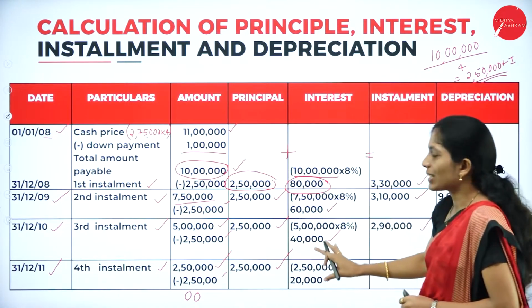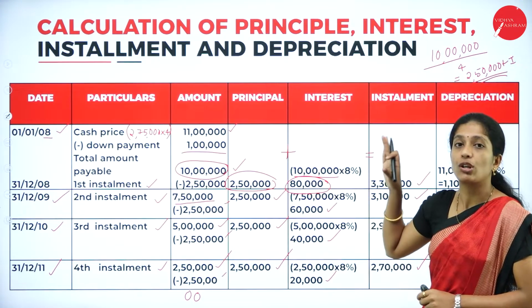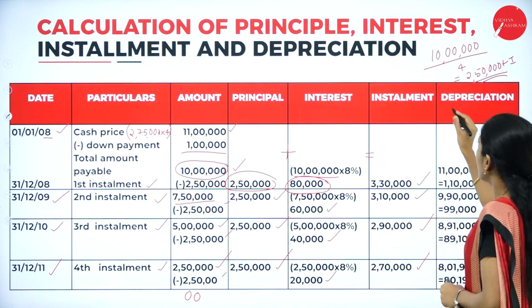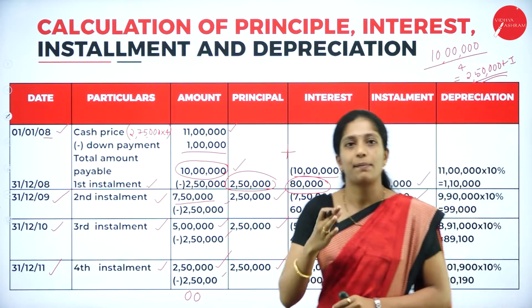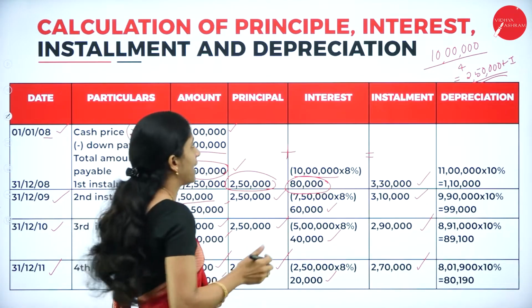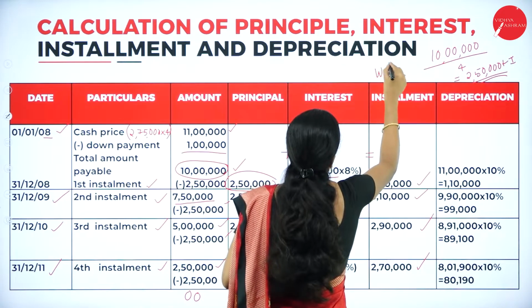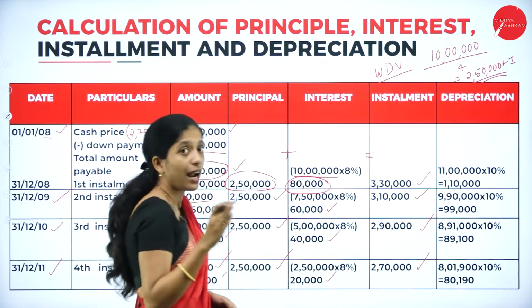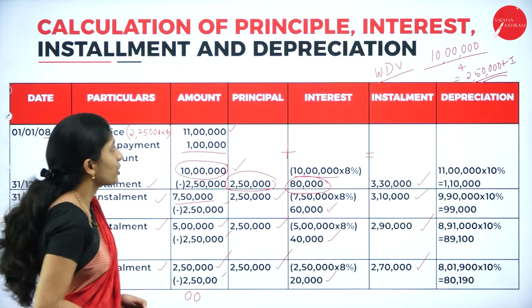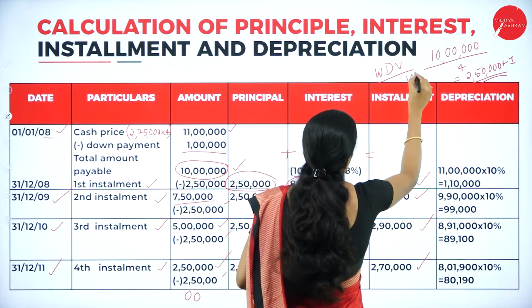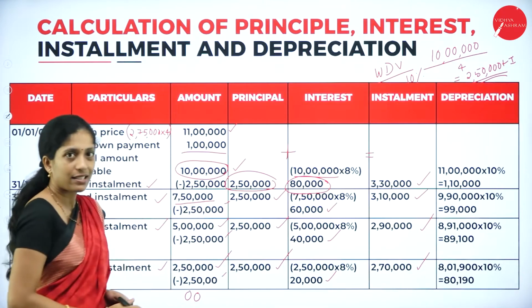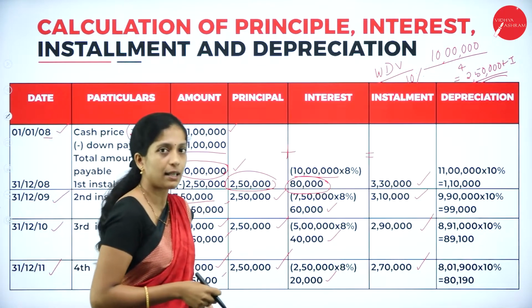So this table is all about calculation of interest, principal as well as installment. Now we shall calculate the depreciation. How to calculate the depreciation? Depreciation has to be calculated in the written down value method. And what is the percentage of depreciation? They have given 10%. So here 10% depreciation has to be calculated. My dear students, first calculate this much till installment, then later you calculate the depreciation.